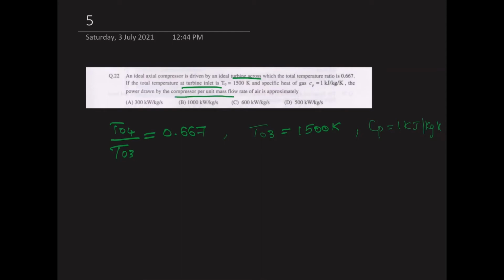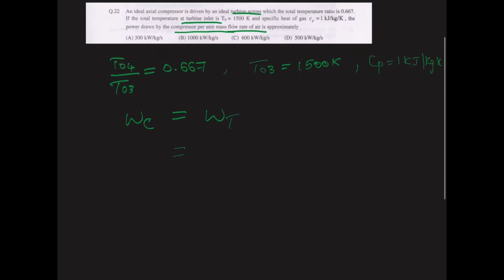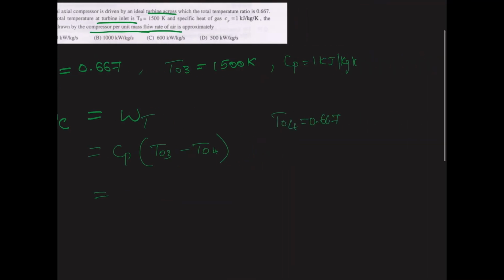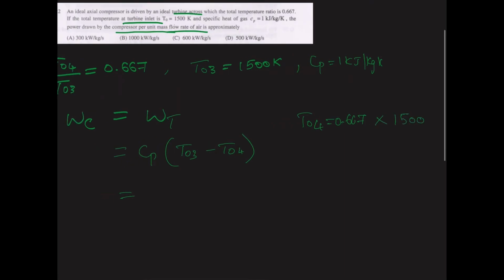So power drawn per unit mass flow rate is nothing but the work done by the compressor, and we know work done by the compressor equals work done by the turbine, and this can be written as Cp into (T03 minus T04), and we know T04 is equal to 0.667 into T03, that is 1500, which will give us 1000 Kelvin.